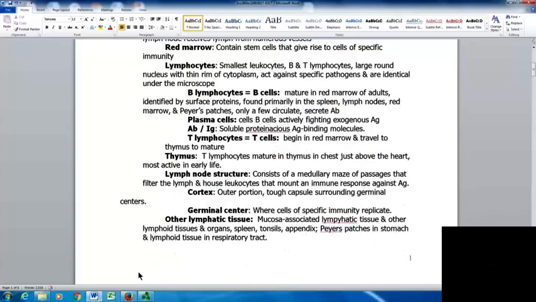Other lymphatic tissue, we have mucosa-associated lymphatic tissue and other lymphoid tissues and organs, including the spleen, tonsils, appendix, Peyer's patches in the stomach, and lymphoid tissue in the respiratory tract.